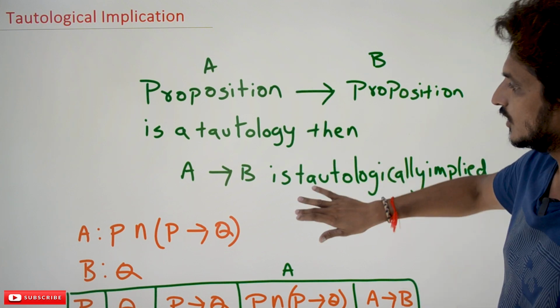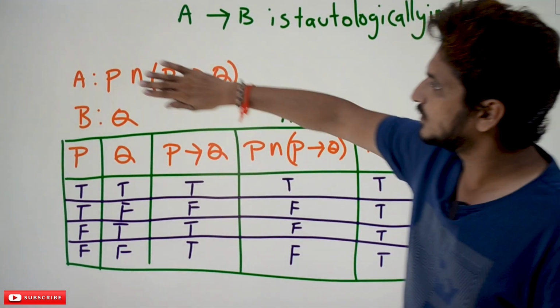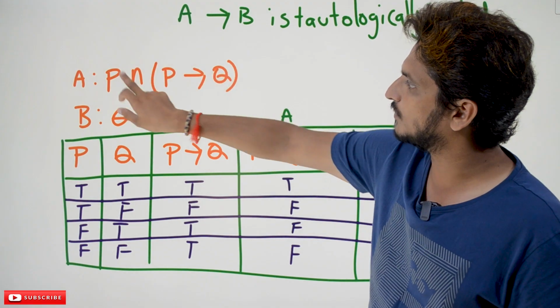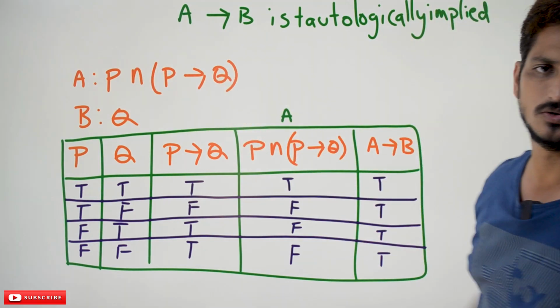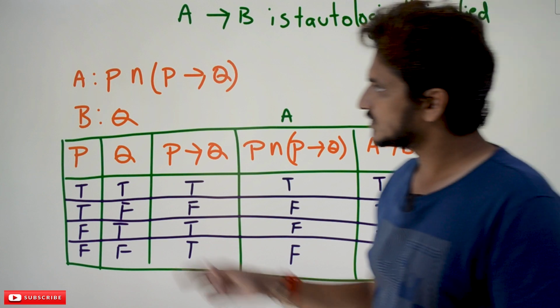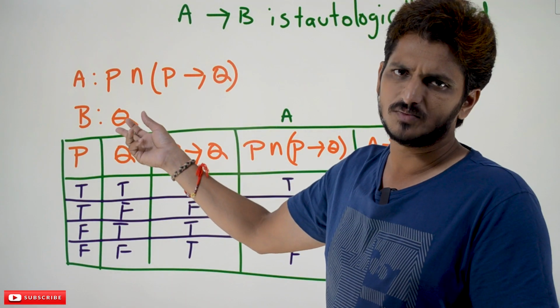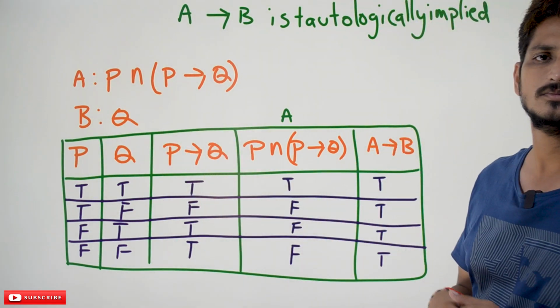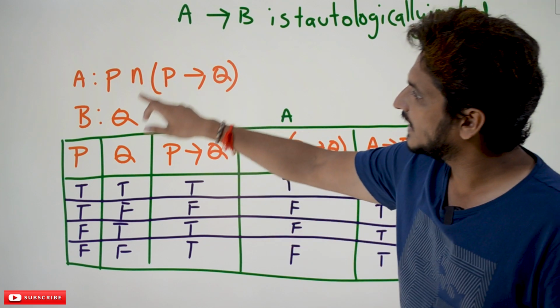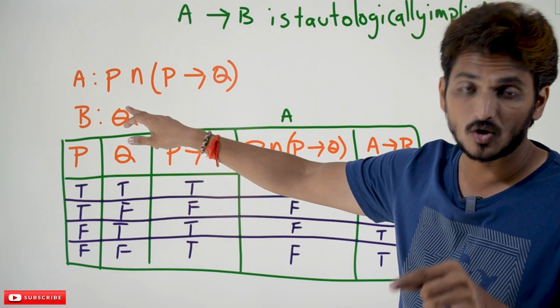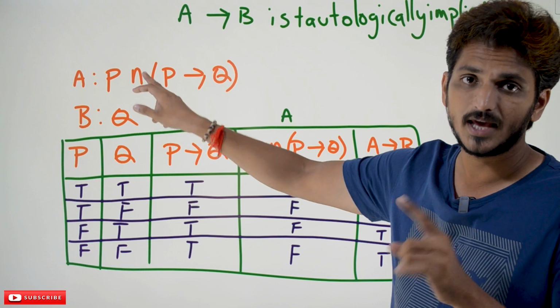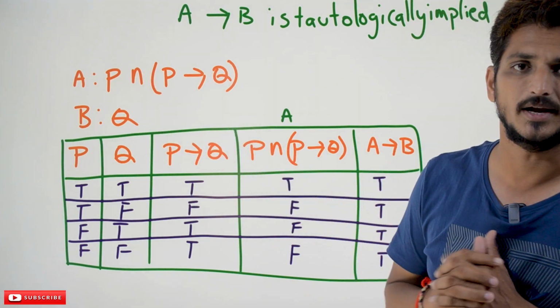With an example, we are going to check. Let's take one proposition. A proposition is this one: P conjunction (P implies Q). Another proposition B as Q. See, it's a simple statement Q. So, A implies B. If it is a tautology, then we say A implies B is tautologically implied.